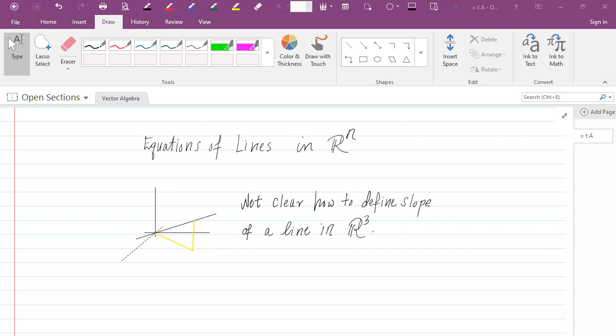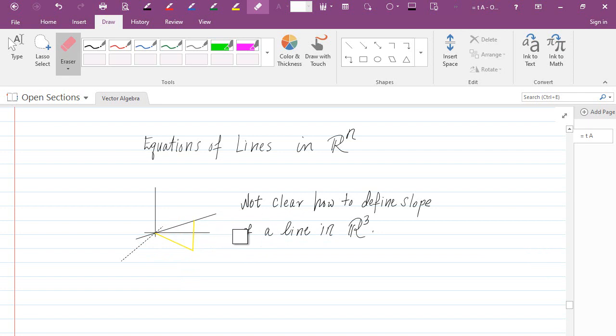Welcome back, everybody. The question that I want to ask here is, how do we find the equations of straight lines in dimension 3 and beyond? So if you think about a straight line in dimension 3, it's not clear how to define the slope of such a line. So we're going to take a different route.